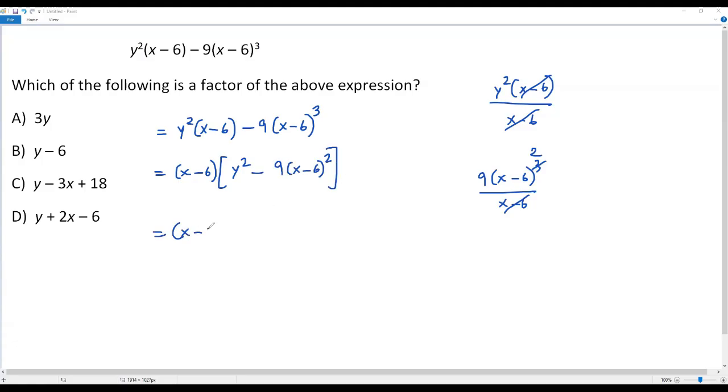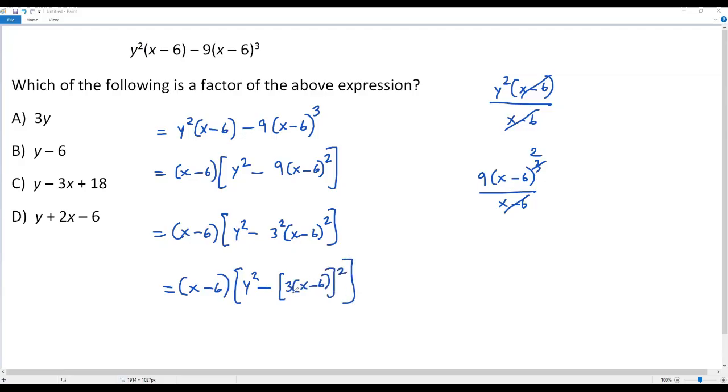Here we have (x − 6) times y squared minus 9 times (x − 6) squared. This 9 can be written as 3 squared times (x − 6) squared. Here two terms are multiplied with the same exponent. Whenever two terms are multiplied with the same exponent, we can multiply the bases and write the exponent in common. That is, we can write this as (3 times (x − 6)) squared. To make the factoring easier, I am going to assign a new variable for 3 times (x − 6). That is, let z equal 3 times (x − 6).